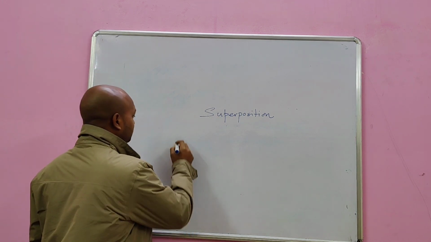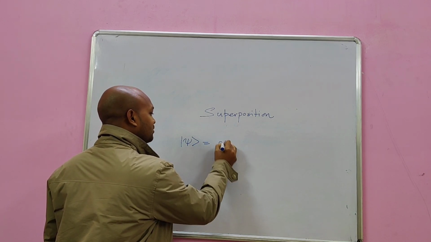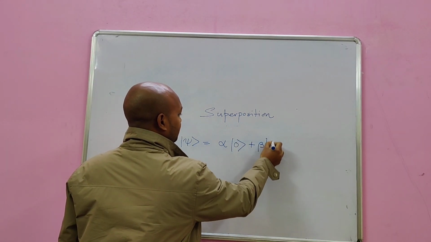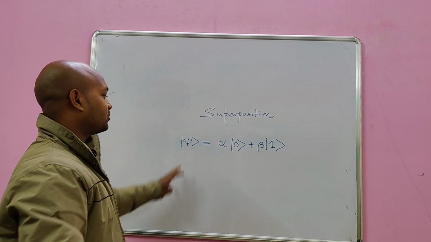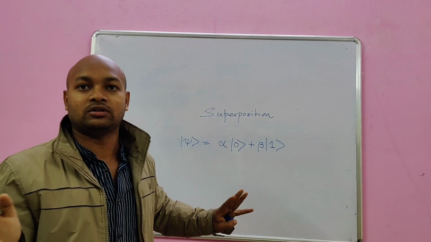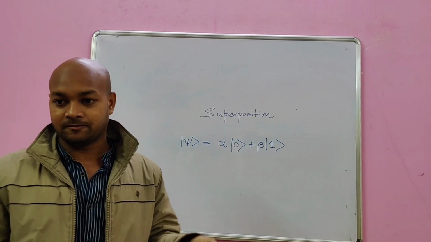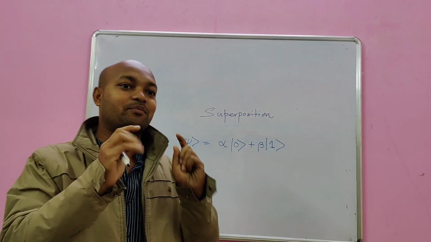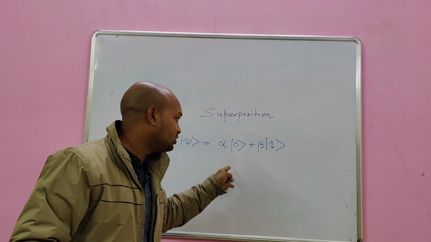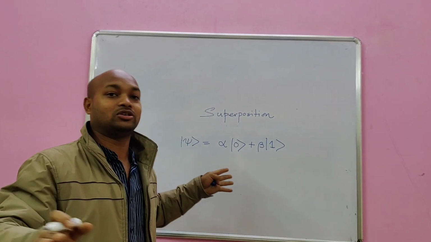So for example, suppose we have a state psi which is some alpha times a state 0 plus some beta times a state 1. This means psi exists in the superposition of 0 and 1. Does that mean it is 0 and 1 at the same time? Please note it, this is the major question that people often ask about superposition. Does it mean psi is at 0 and at 1 at the same time? The answer is no, not at all.